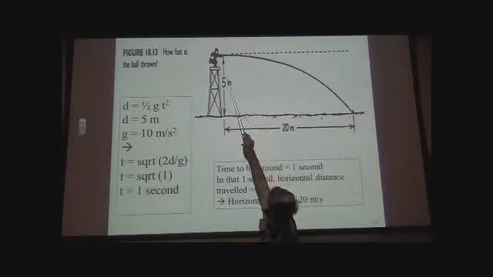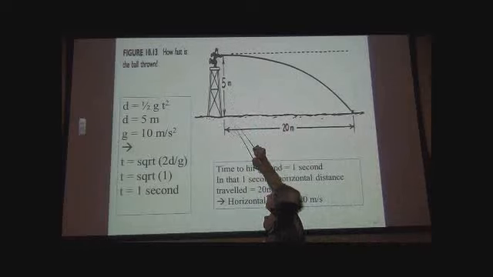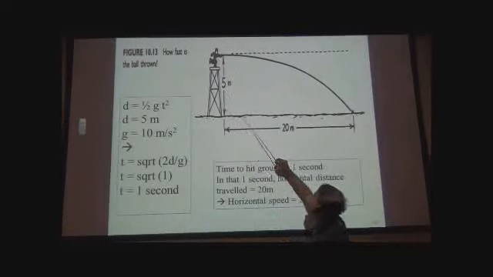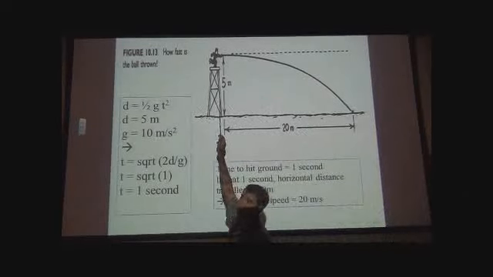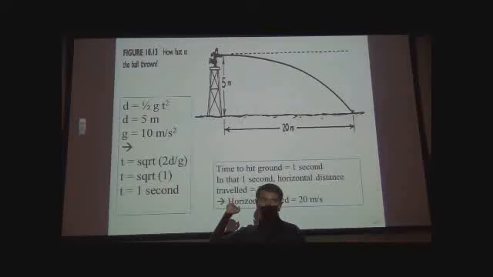So what happens is he flings the rock horizontally. The position of his arm from the ground is 5 meters. The ball travels, or the stone travels, 20 meters. The question is, how fast was the ball thrown? How fast did he have to throw the ball?